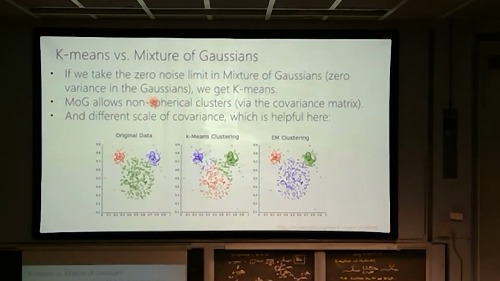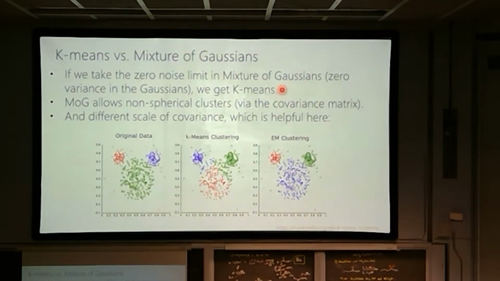Okay, and then just a little bit more comment on k-means versus mixture Gaussians. If you take the 0 noise limit of the mixture Gaussians, then you essentially get back k-means. So you remove the probability and it ends up the same thing. And we mentioned this, that MOG allows non-spherical clusters via the covariance matrix. If I allow that to be non-spherical, then I get these elongated things. And because of that, it can be helpful in different ways.